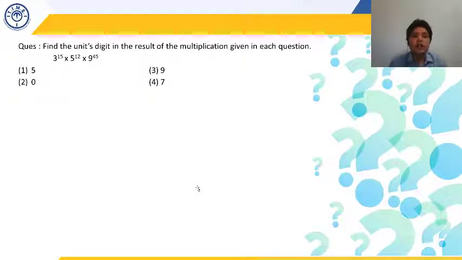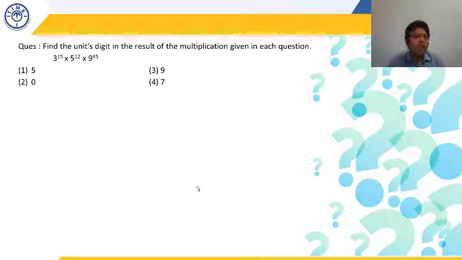Okay, next question. Find the unit digit in the result of the multiplication given in each question. So what is the question here? 3 to the power 15 into 5 to the power 12 into 9 to the power 45. Okay, right. Now again the same logic can be applied here.